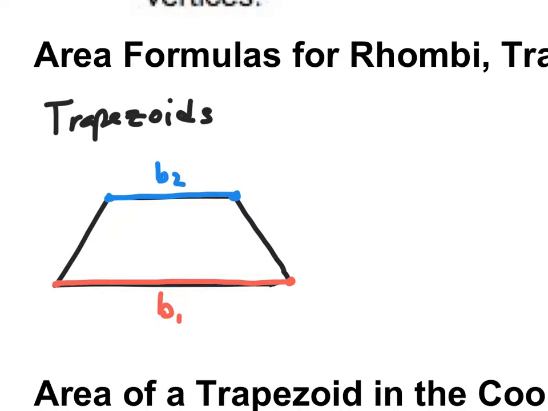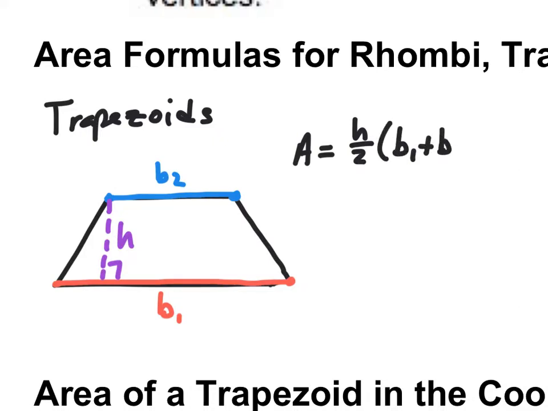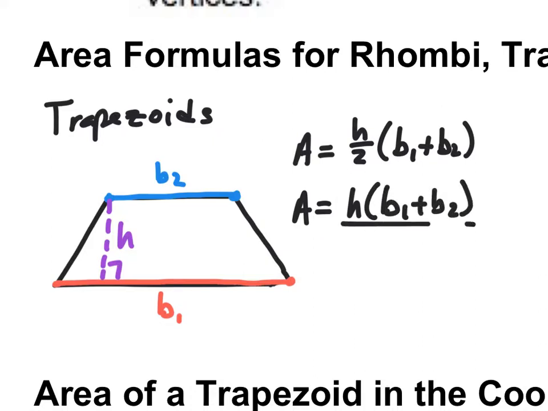Then the last thing I want to do is come over here and draw in a line that is perpendicular from one base to the other. We're going to call that the height. So if I have that, then the area of this is going to be the height over 2 times B sub 1 plus B sub 2. I could also write it as height times B sub 1 plus B sub 2, and then all divided by 2. It doesn't matter which one you do.